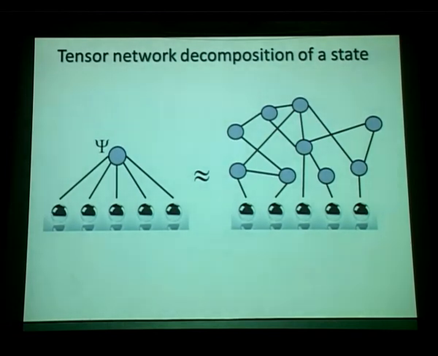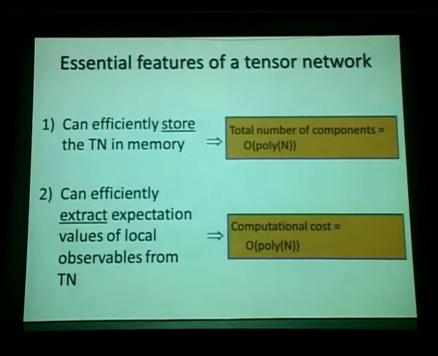But what we are going to do here is take a bit more pragmatic stand and say that I'm going to restrict my attention to tensor network decompositions that are going to be useful to me. In practice, that implies that I'm going to consider tensor network decompositions that can be efficiently stored in memory and from which I can efficiently extract expectation values of local observables. And this simply implies that the corresponding costs are at most polynomial in the system size.